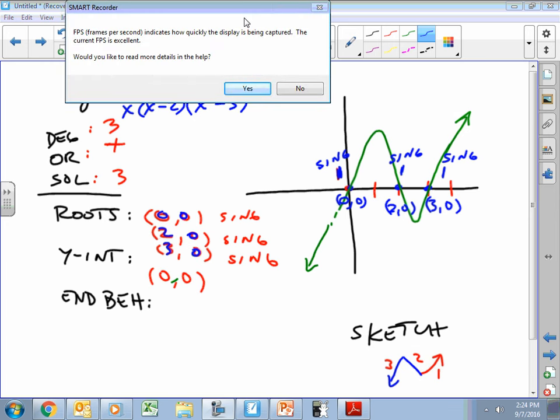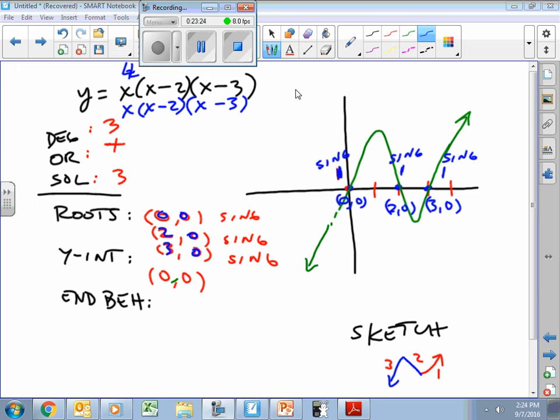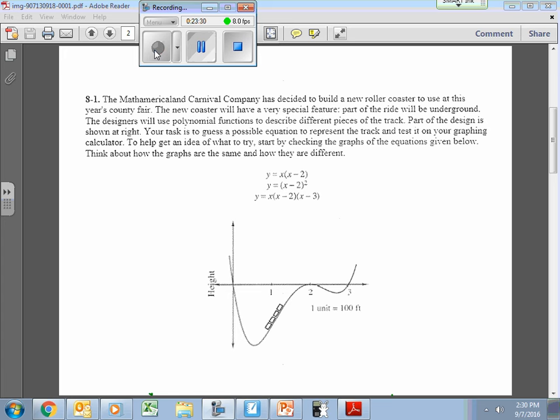Would you like to read more details? No. All right, so then, let's give you your paper. This one is standard. We're trying to do this one in the interest of time because there's a couple other things we need to do different than this. But this will be one that you get to study from.